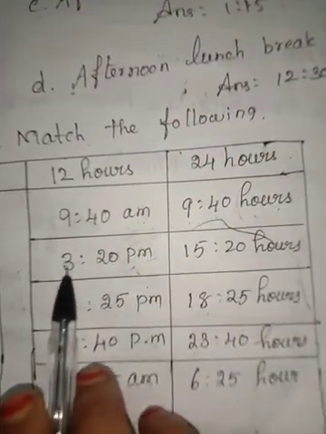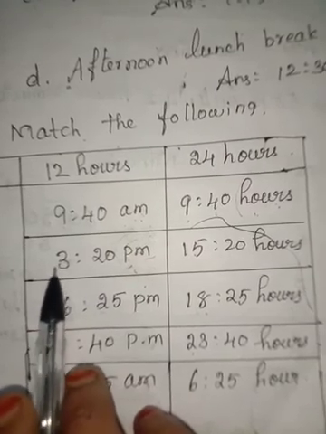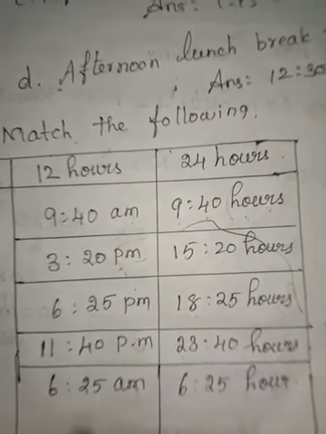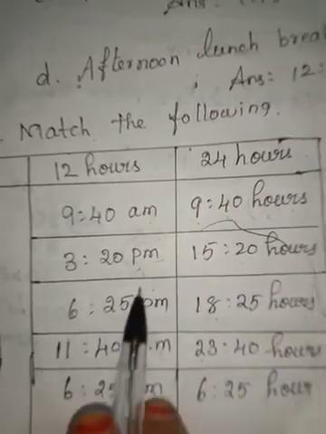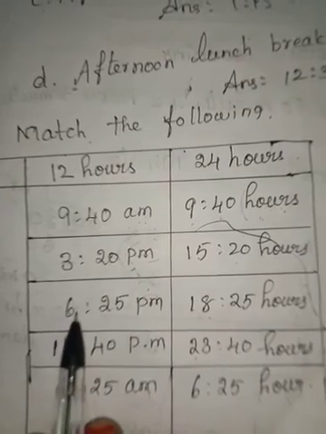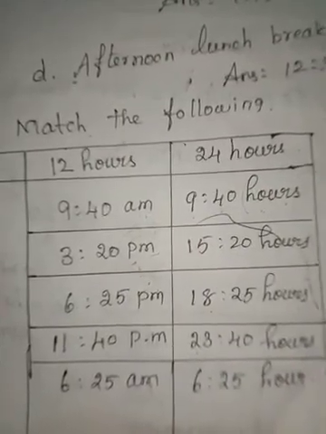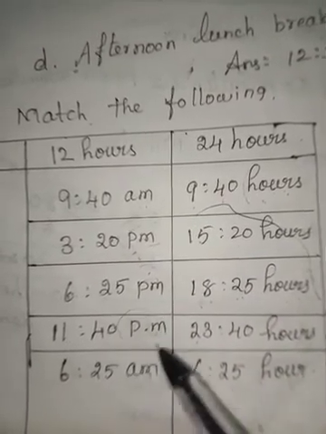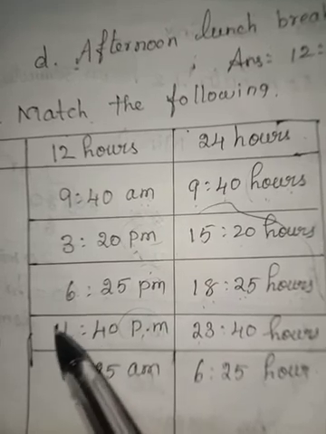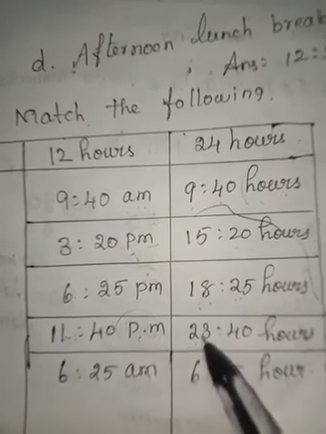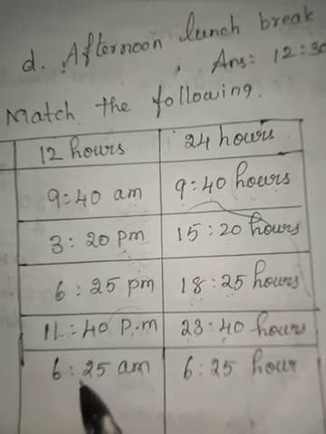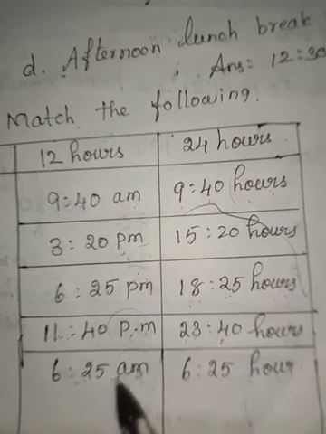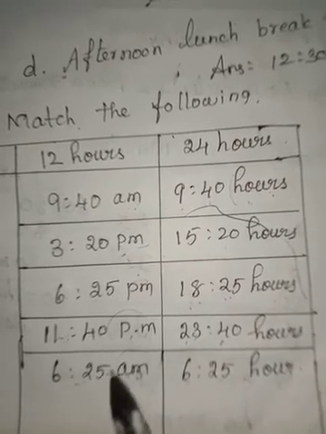That's why I add 12 to the hours. 13 plus 12, we get 15, and write the minutes the same. Okay ma'am, then 6:25 pm is given, so we should add 12 hours to 6 hours, we get 18, write the minutes the same. Then 11:40 pm is given, so we should add 12 hours to 11, so it becomes 23, write the minutes the same.